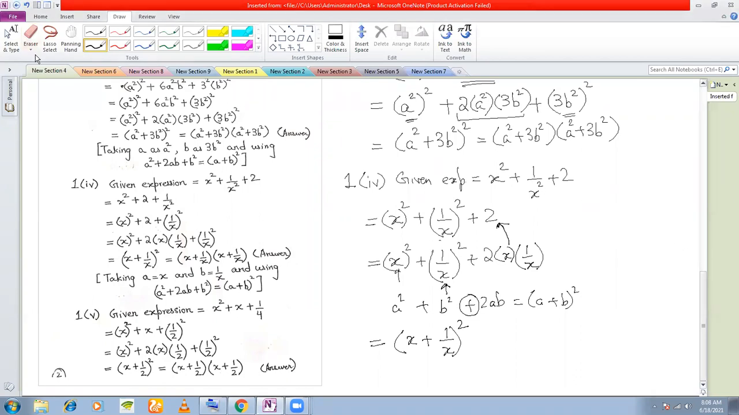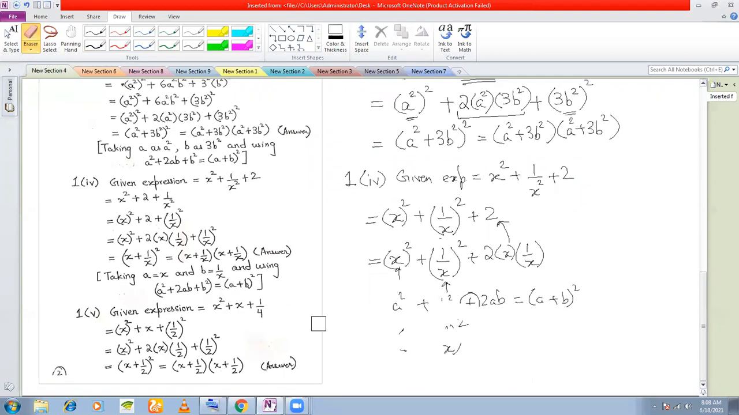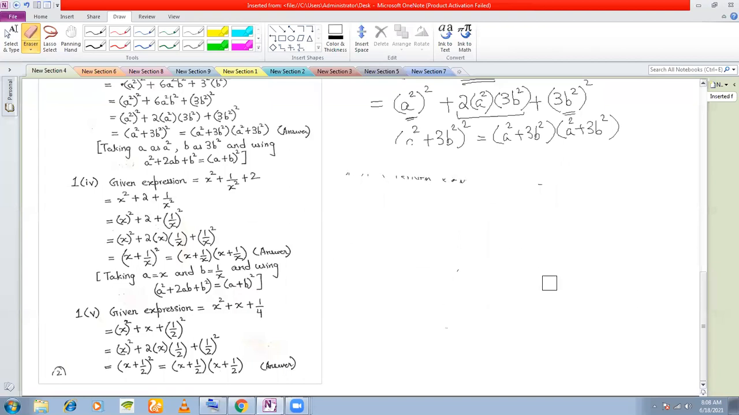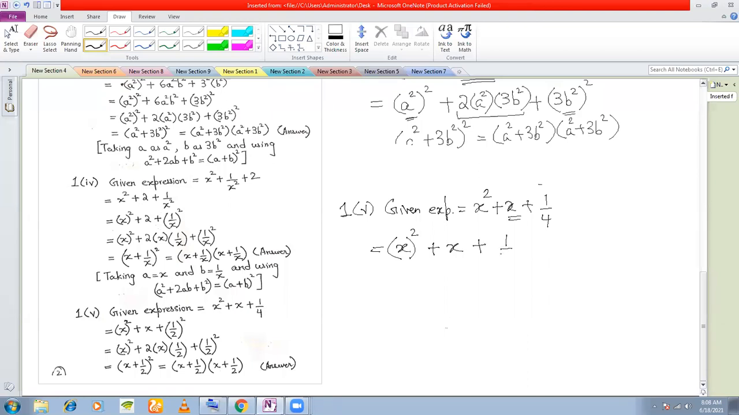And the last one from this set, given expression is x square plus x plus 1 by 4. See, first you locate which are your perfect squares. Which are your perfect squares? X square is a perfect square, can be written as the square of x, right? Now x is not a perfect square, so we write x as it is. Plus 1 by 4. 1 by 4 is a perfect square because it can be written as square of half.